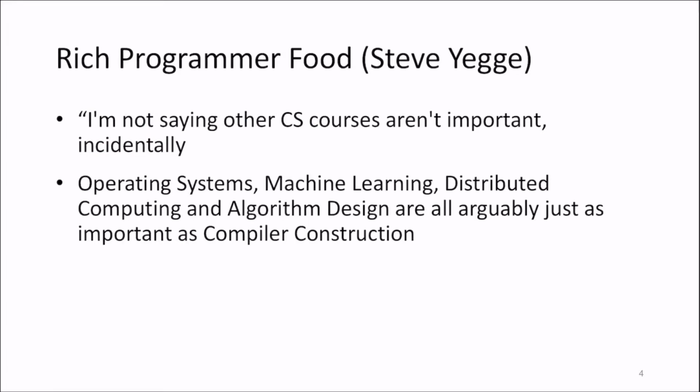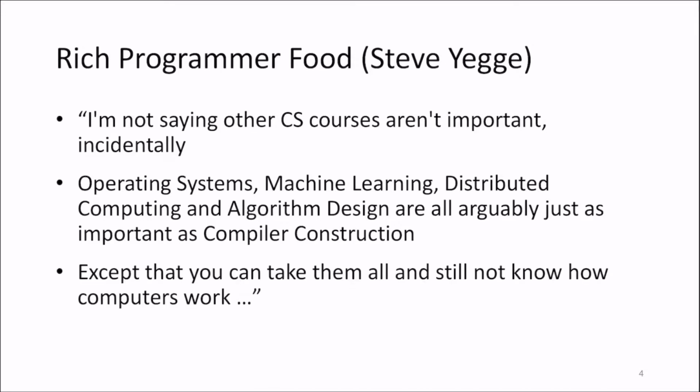Steve goes on to say, I'm not saying that other CS courses aren't important. Incidentally, operating systems, machine learning, distributed computing, and algorithm design are all arguably just as important as compiler construction, except that you can take them all and still not know how computers work. This is, again, kind of interesting, what he means by how computers work. Obviously, if you take an operating systems course, there is a lot in there about how a modern computer manages all of the hardware and offers it as a system that people can use. But an operating system is itself written in a programming language, and so an operating system has to be compiled. So if you look at what is fundamental, you really need a compiler in order to build an operating system.